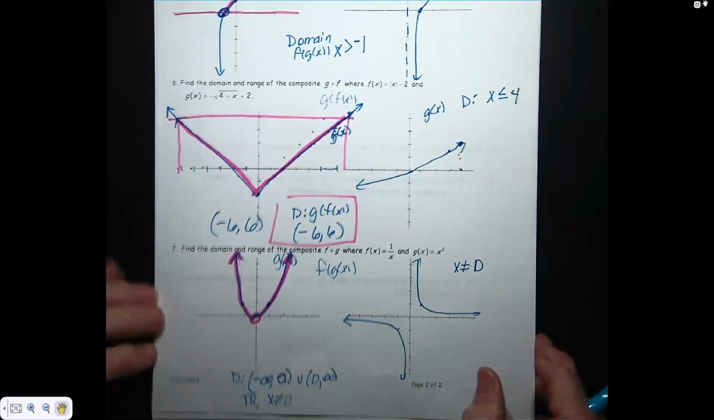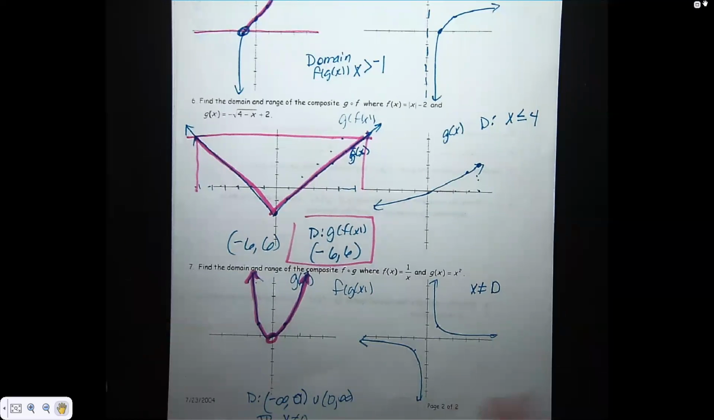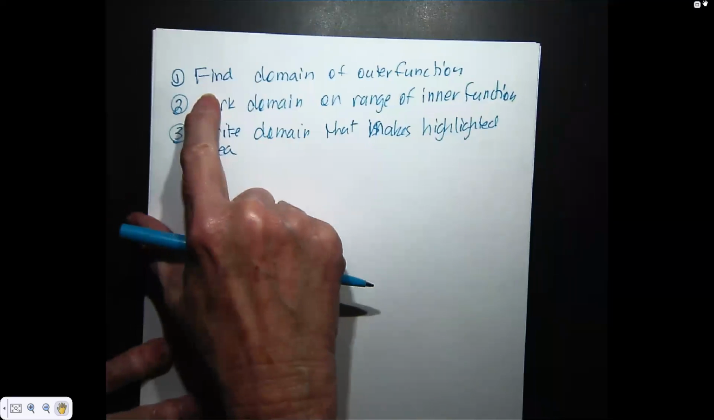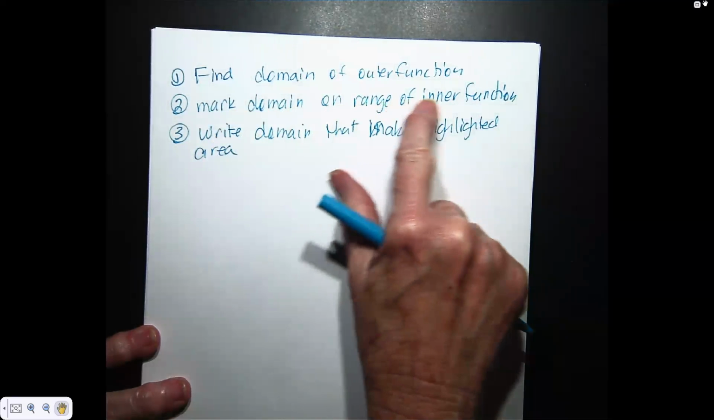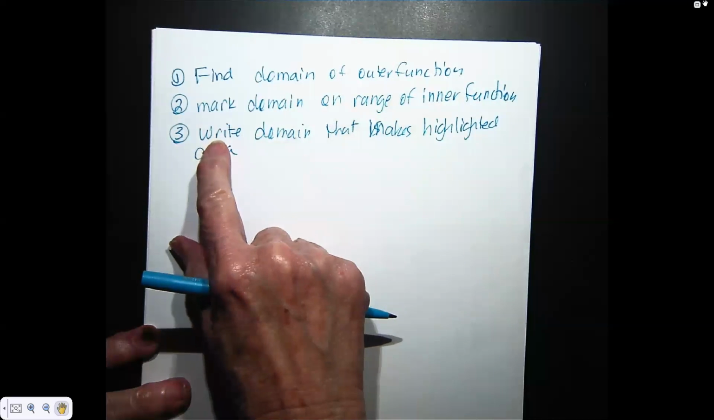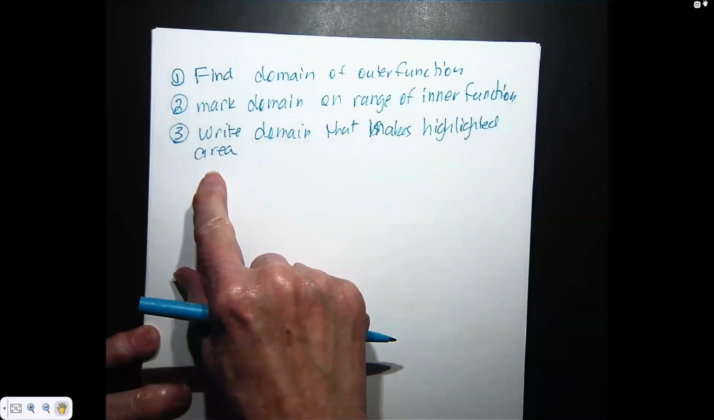So I know this can be a little bit confusing whenever you're doing this. So what you need to make sure that you're doing is just remembering, find the domain of your outer function, mark it off on the range of your inner function, and then write the domain that makes the highlighted area possible.